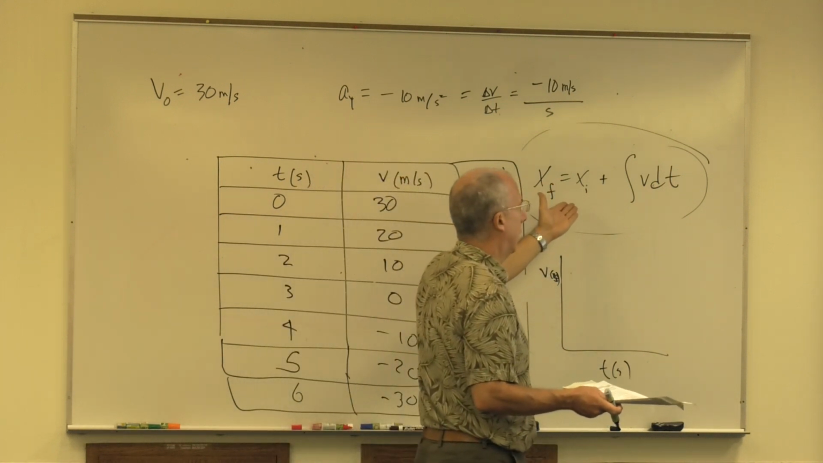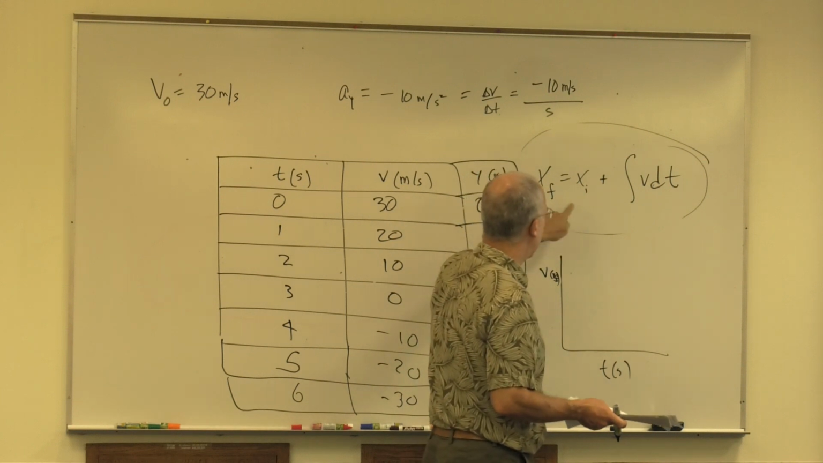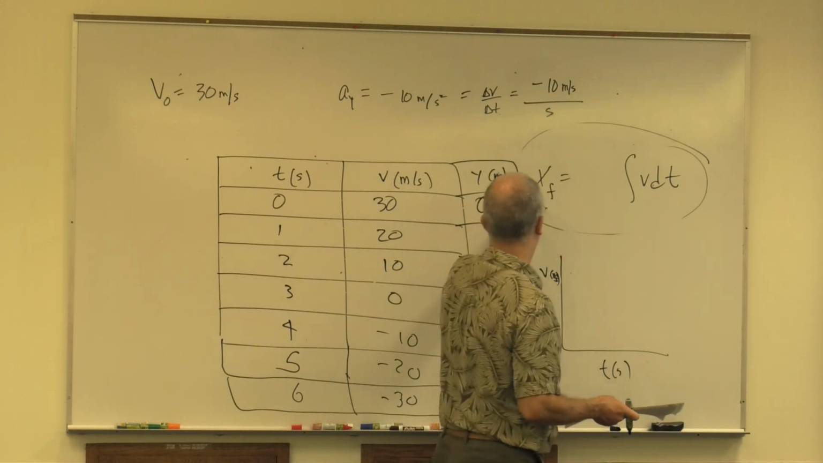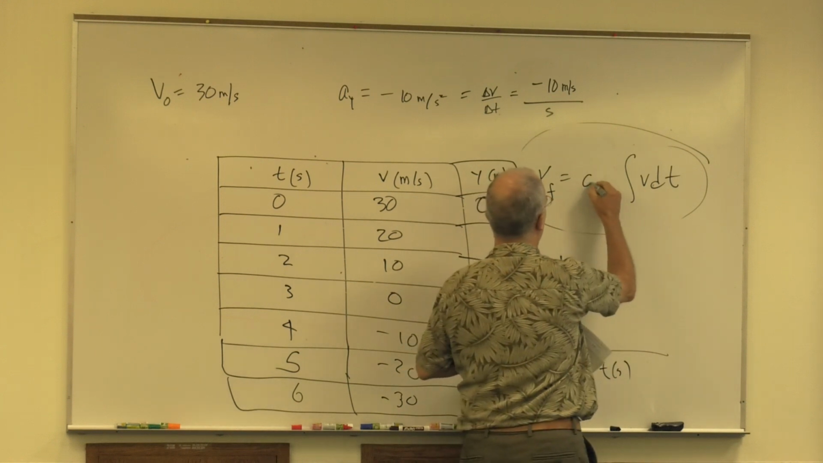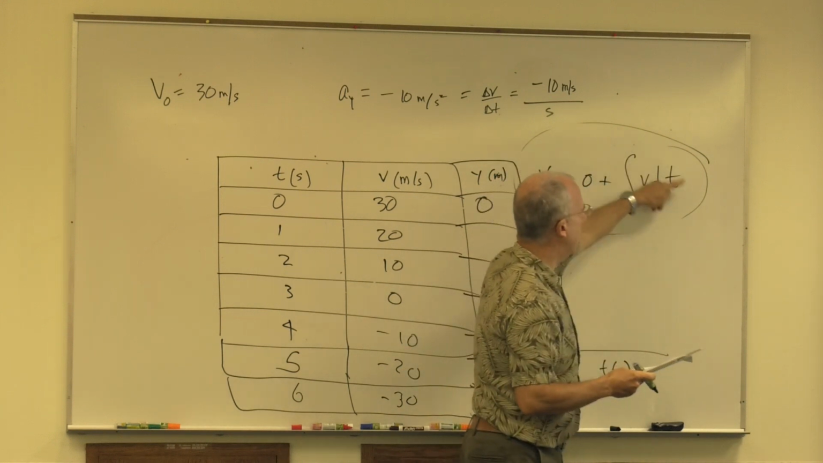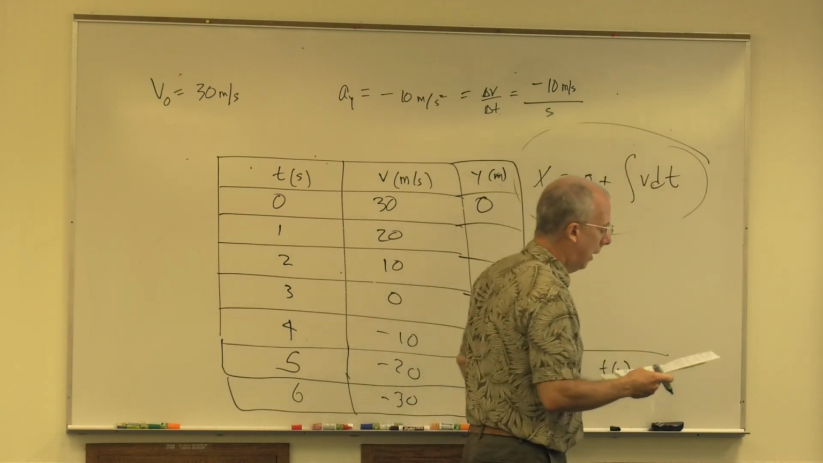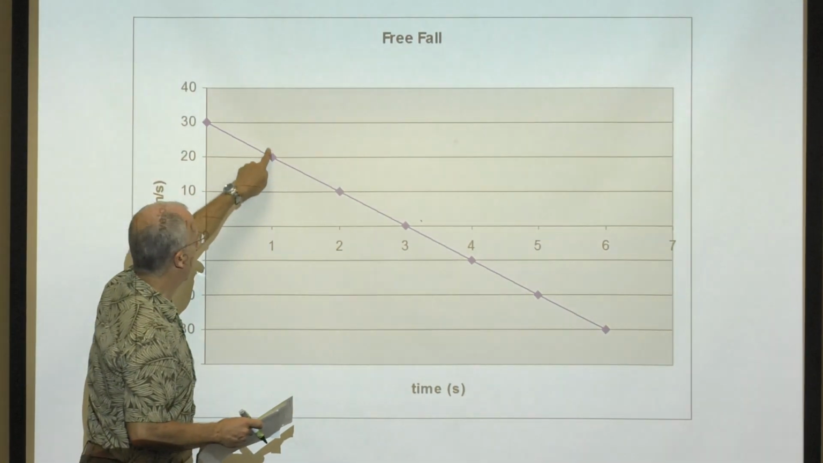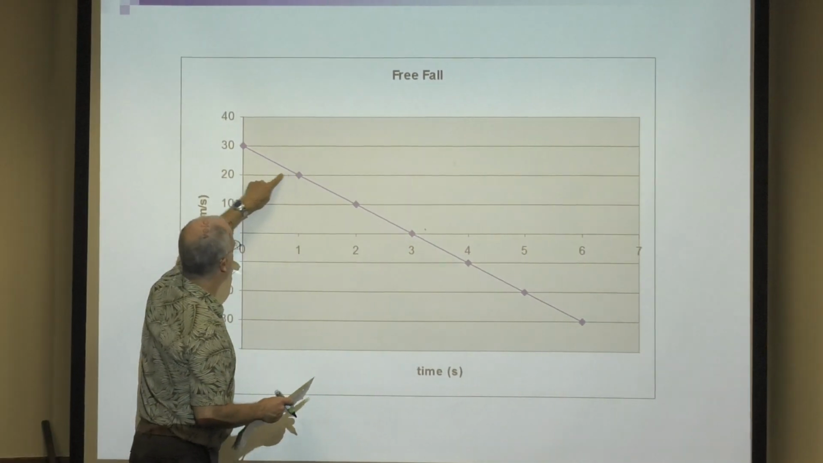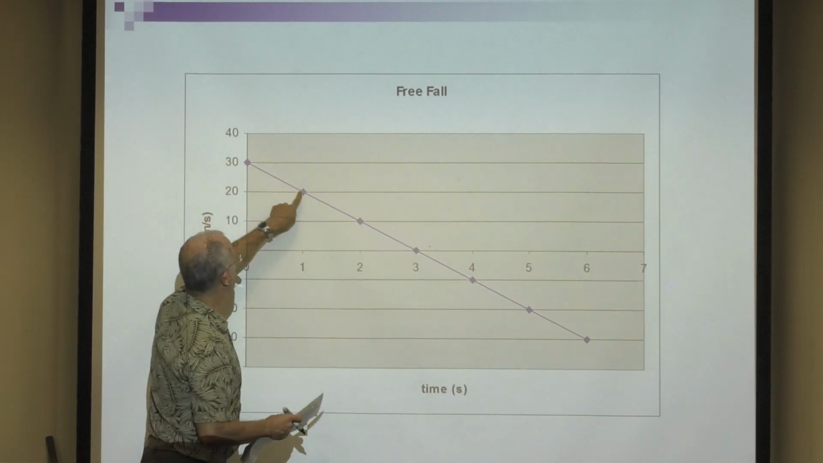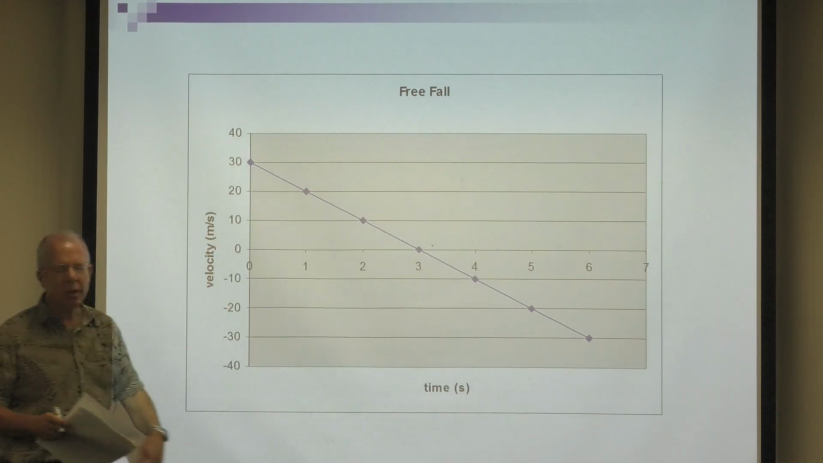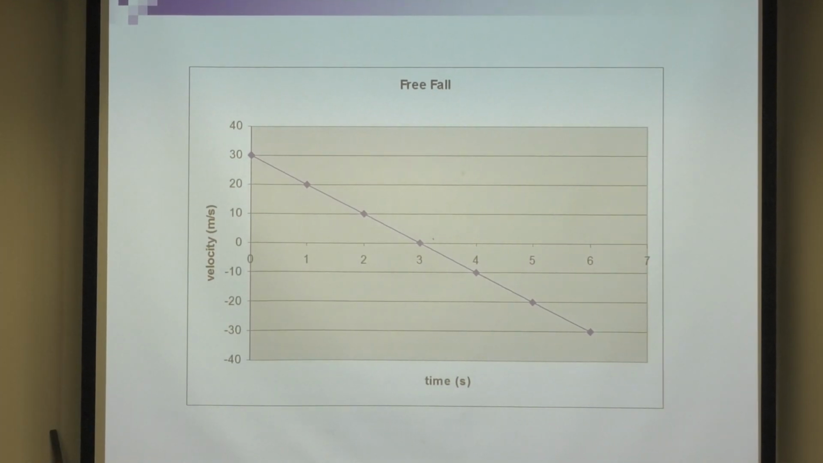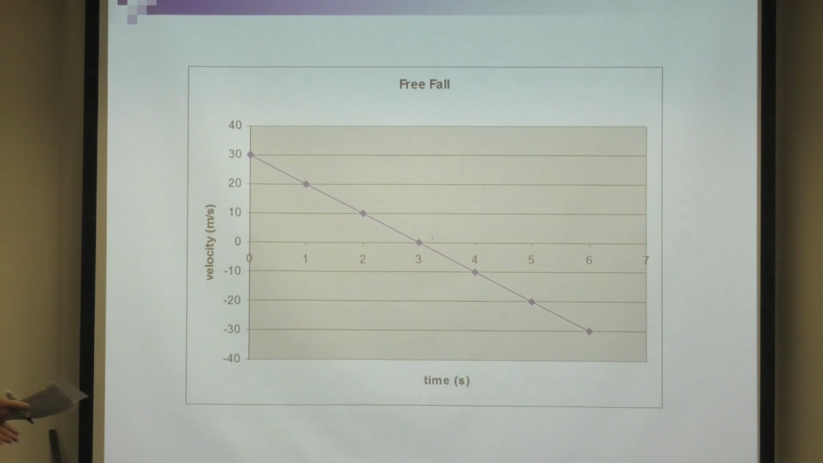This is how you do it, right? The final position is the initial position, which is 0, so 0 plus, and what is this? It's the area under the curve. So for 1 second, you want to find the area under this curve, right? So it's this rectangle plus this triangle. It's going to take you a while, I know, but it's important, trust me, okay?